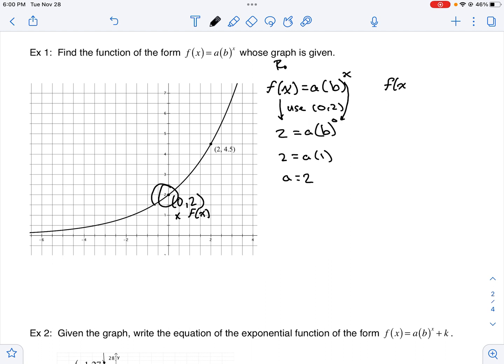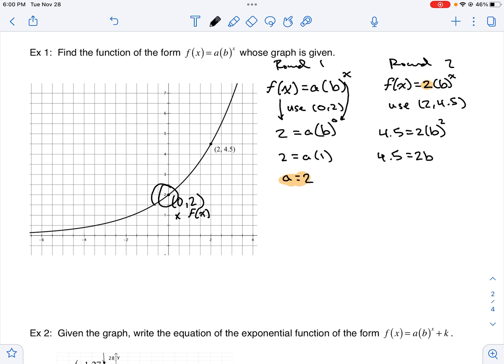All right, so we call that round 1. For round 2, it might seem like we're starting off very much the same, but this time we know a is equal to 2. And we're going to use the other point, which is (2, 4.5). So 4.5 equals 2 times b to the 2. So that's 4.5 equals 2b squared.